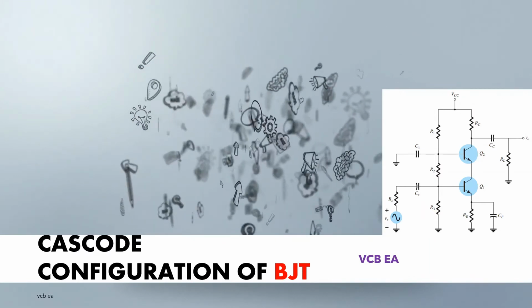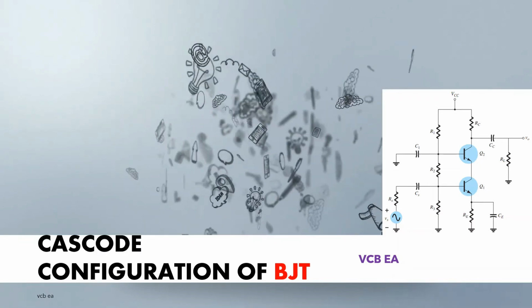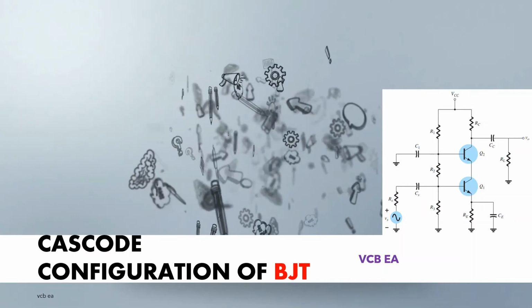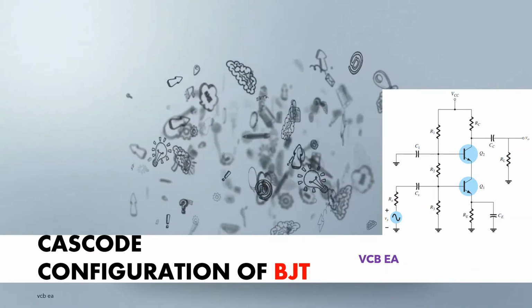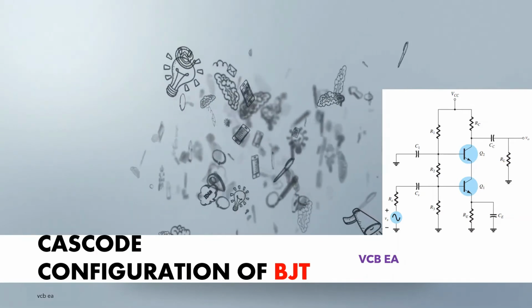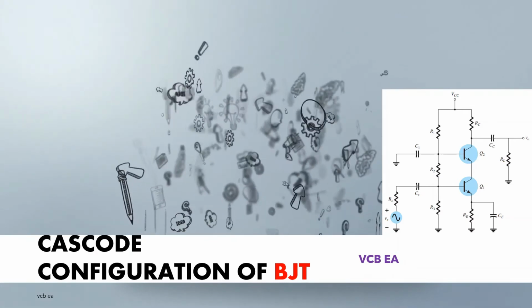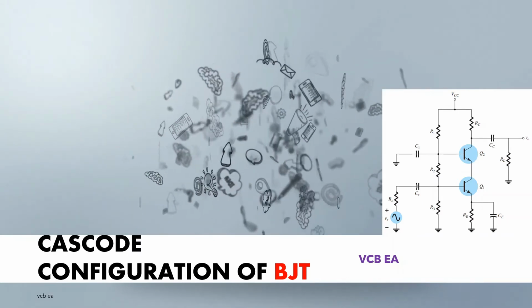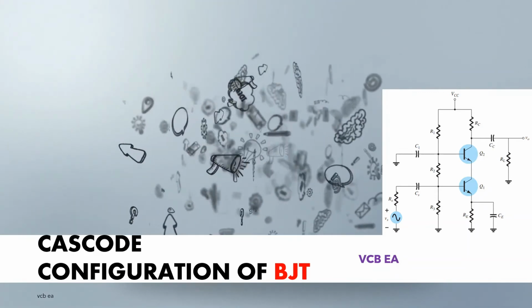Before starting this lecture, I want to discuss what biasing is and why we need biasing. Biasing means applying voltage sources to the given network. We need biasing in order to stabilize the BJT. Based on the biasing, BJT stability will vary. There are many biasing techniques such as fixed bias, emitter bias, and voltage divider bias.